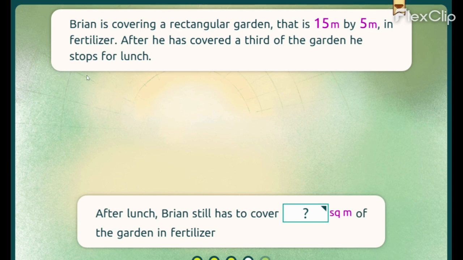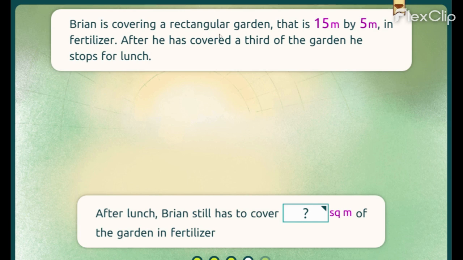Let's have a look quickly at the word problem in front of us and try to identify the main characters. We see here Brian, and we see his activity. He's doing something. He's covering a garden. The word rectangular is really important. We need to understand what shape we're working with.